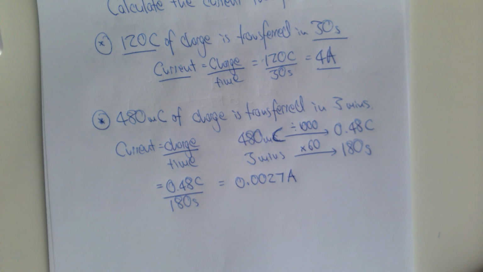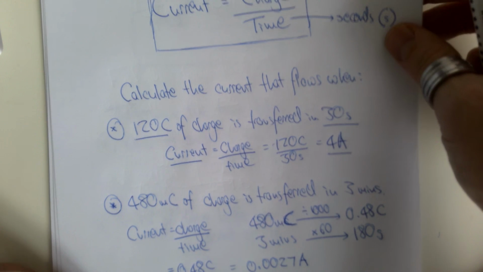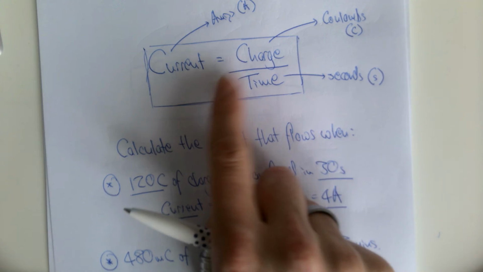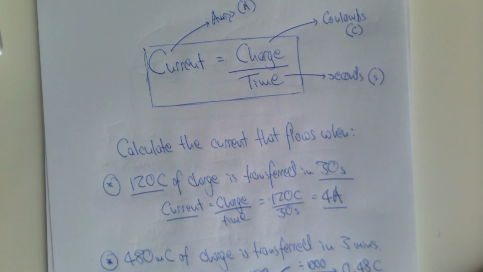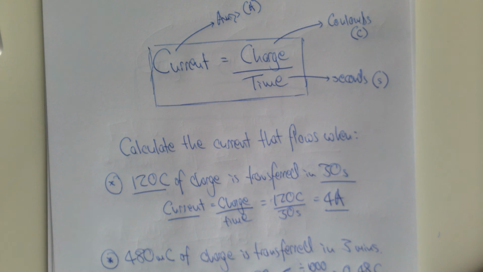So there we go. A worked example of how to use current equals charge divided by time, and making sure that your units of measure are in the correct form.